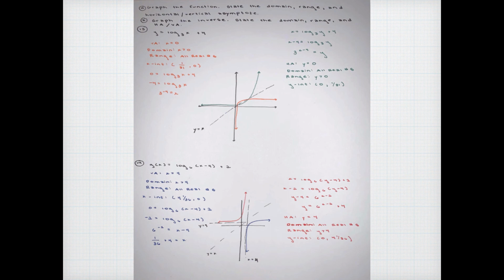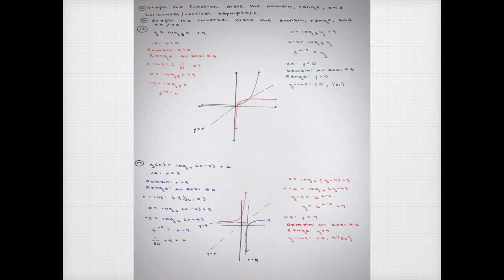For 14, it's a lot of the same thing. What value for x can this not equal? Well, since you can't have log base 6 of 0, x equals 4. Your domain is that it has to be greater than 4, and your range is all real numbers. Your x-intercept, I plugged in 0 for my y, and I solved it. You can see all of my work there. So you end up getting 4 plus 136, or just 4 and 136.